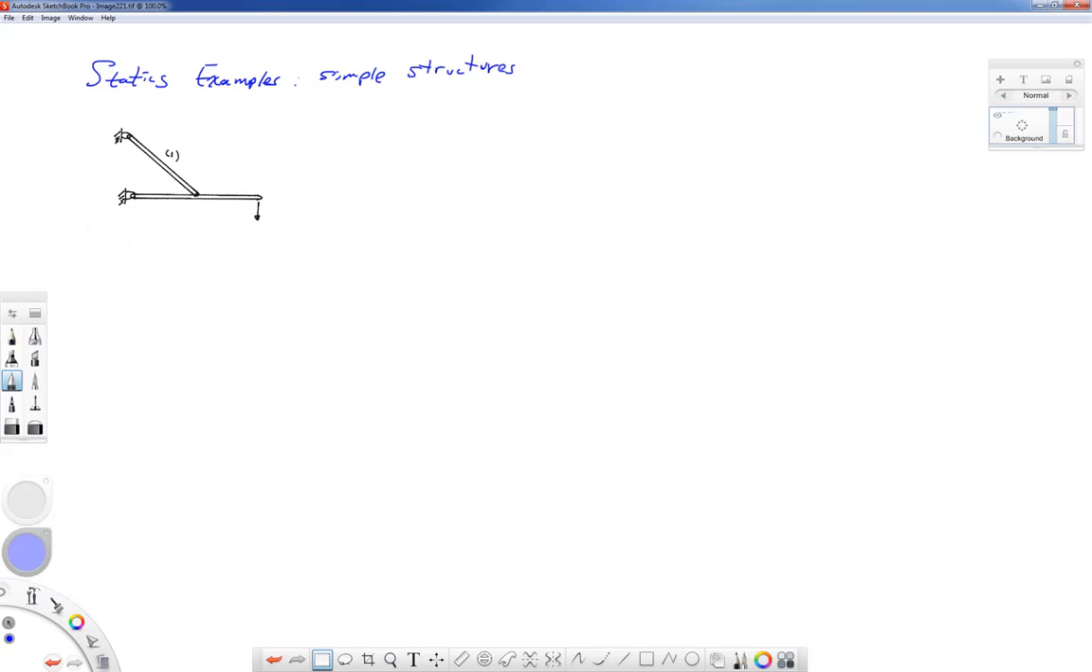So this is another one of the example structures that I'd like for everyone to be able to do, and you will likely see this on one of your tests. And this is what I call a bar, the horizontal bar there, that's supported with a strut.